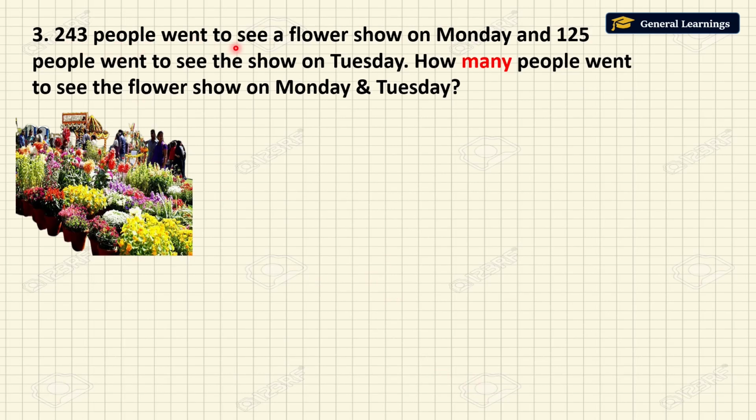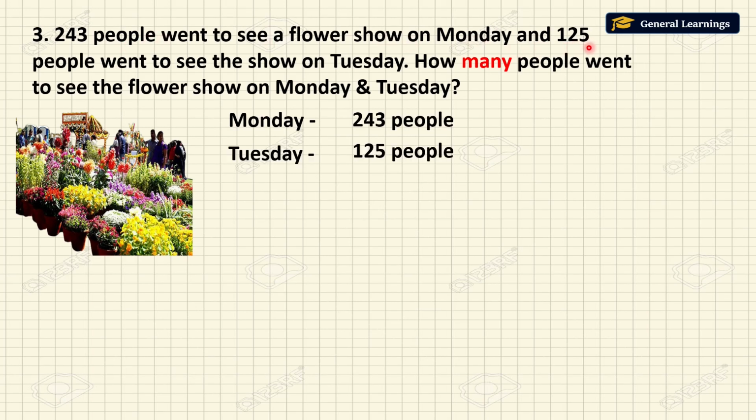243 people went to see a flower show on Monday and 125 people went to see the show on Tuesday. How many people went to see the flower show on Monday and Tuesday? So here they have given the hint as many. So we should add the numbers. Now we are going to write the statement first. On Monday, 243 people went. On Tuesday, 125 people went. So now we are going to find how many people went on both Monday and Tuesday.